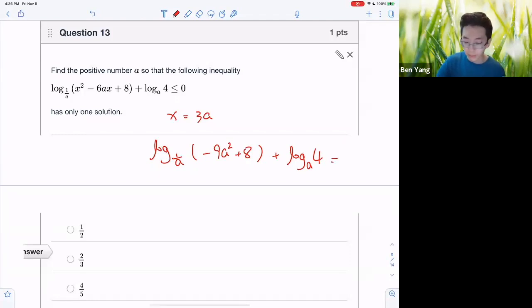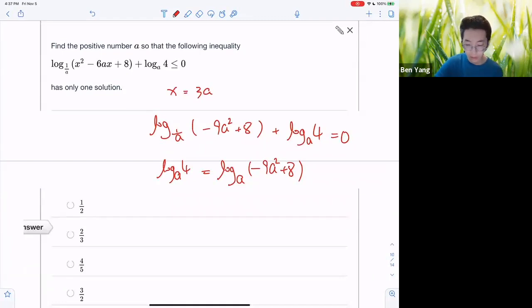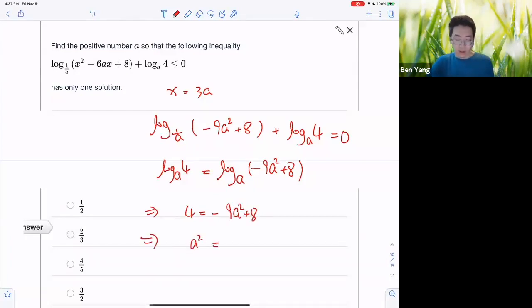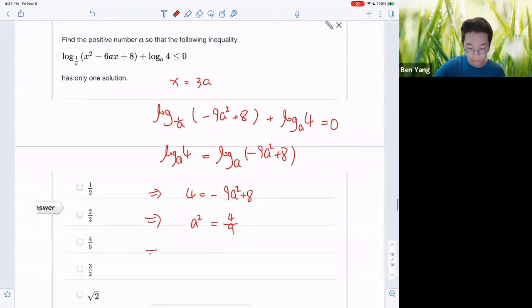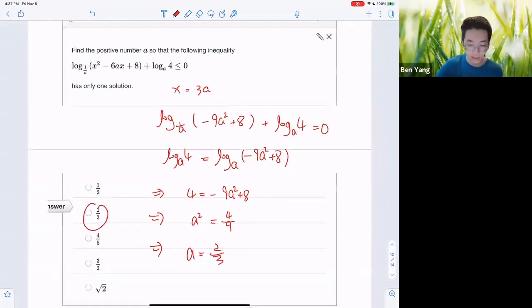This should be equal to 0. It's the boundary case. So what does that mean? We have log a of 4 equals log a of negative 9a squared plus 8. So 4 equals negative 9a squared plus 8. And we have a squared. A squared is equal to 4 over 9. But it's positive, so it should be 2/3. So yeah, that's the answer.